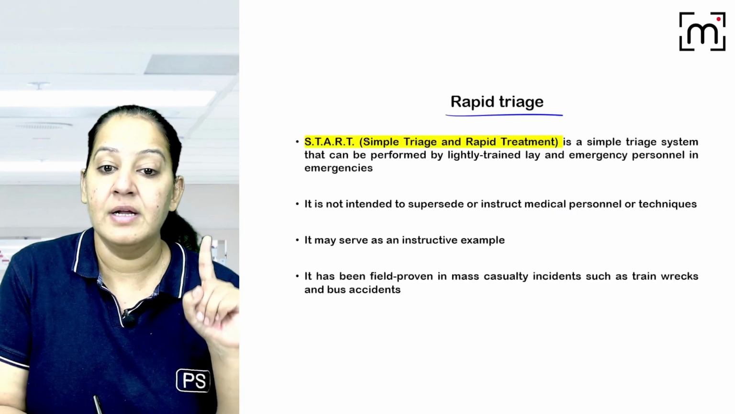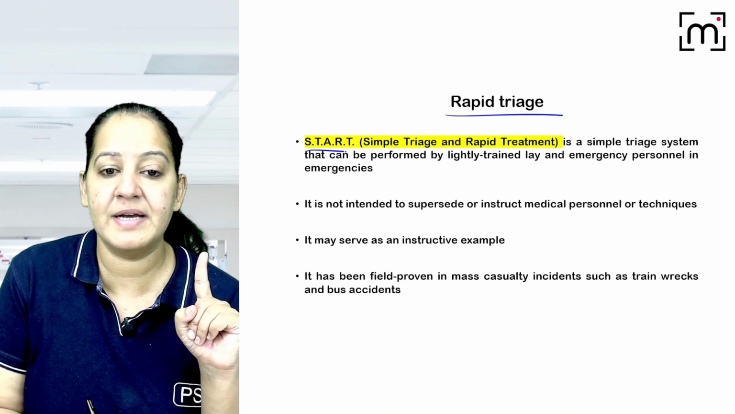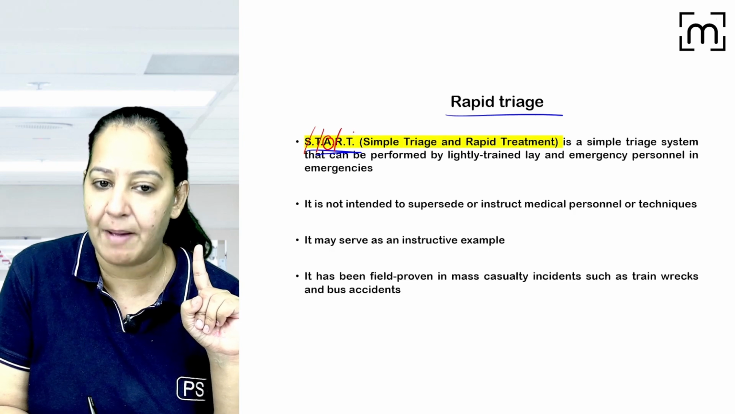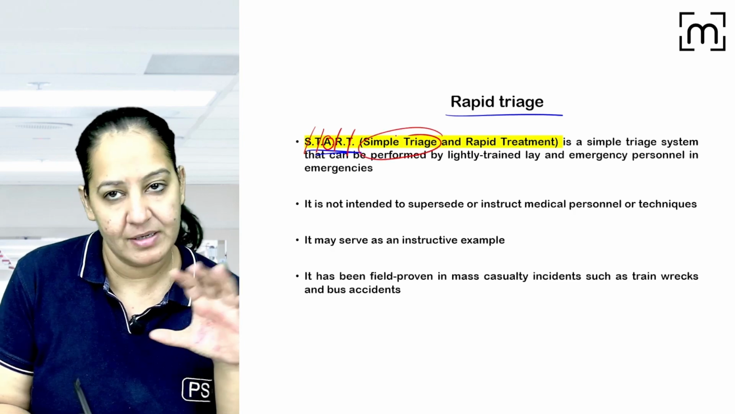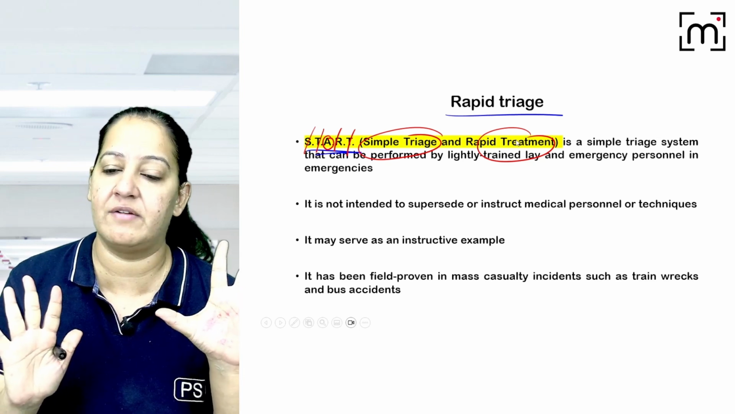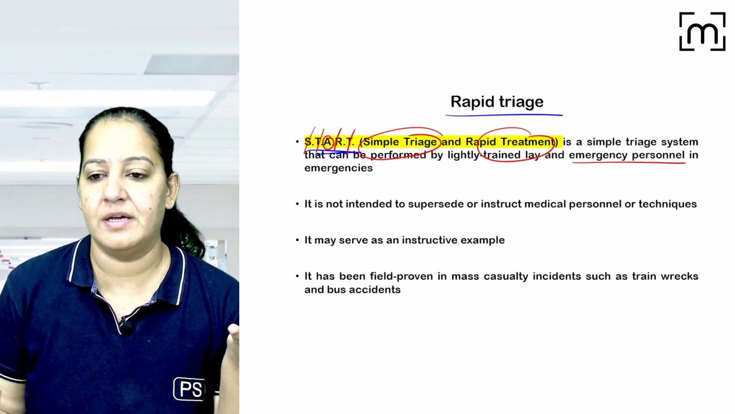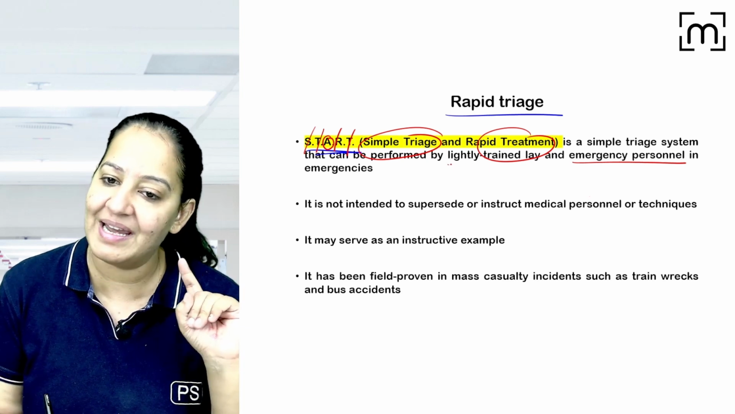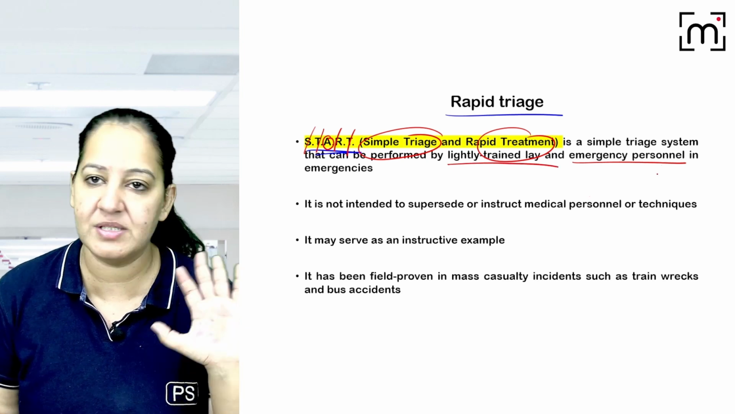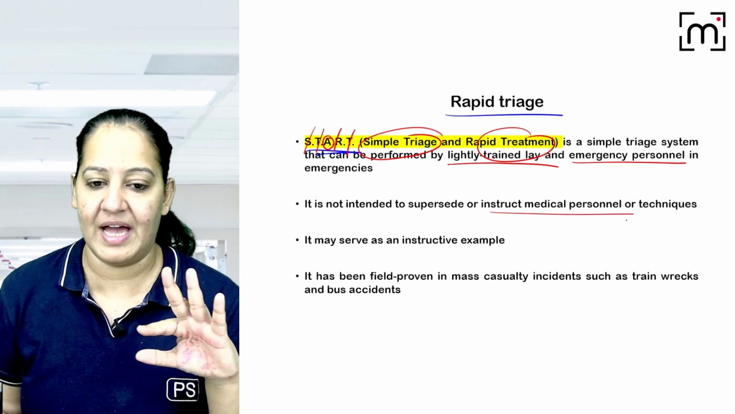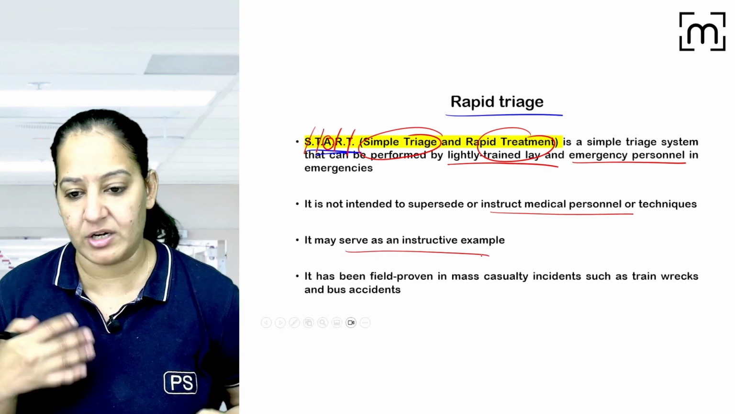Rapid triage, what is the rapid triage principle? It's START. What is the full form of START? It's simple triage and rapid treatment. So simple, we are segregating them and giving them rapid treatment on the site of the disaster itself. Sometimes it's a very emergency, and this emergency treatment can be given by lightly trained laymen also, or emergency personnel. It is not the thing to instruct the medical personnel or supervene that. So it only serves as an instructive example.